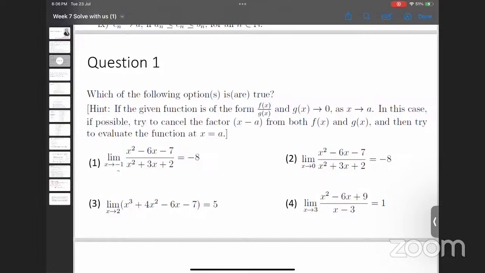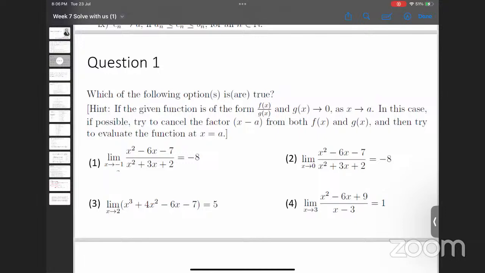Okay, so we have some answers: 1, 3, 1, 3. I'm giving you 2 more minutes so that you can solve it. All of you can solve it. Then we will start doing it.